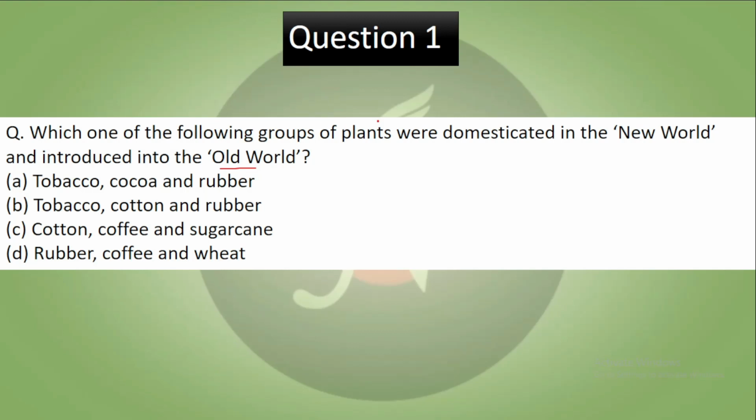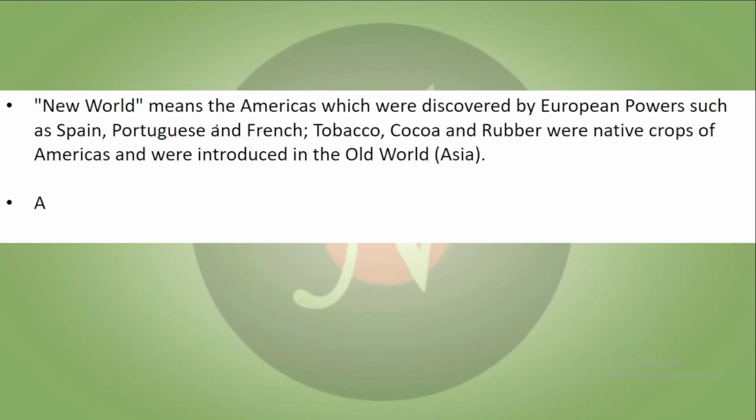Now let's see the answer. So your correct answer to this is A, which is tobacco, cocoa and rubber. New World means the Americas which were discovered by European powers such as Spain, Portuguese and French. Tobacco, cocoa and rubber were the native crop of the Americas and were introduced in the Old World. Old World is Asia, New World is America. This is what they consider.